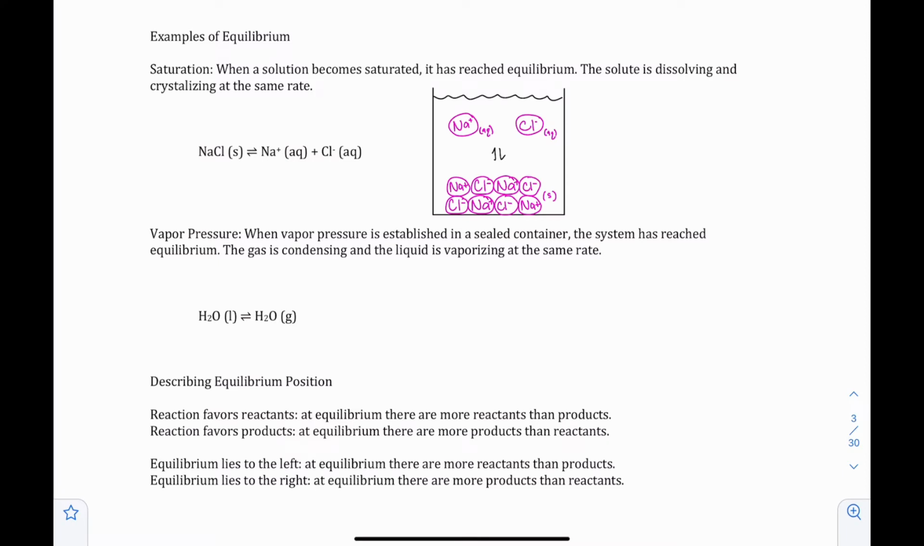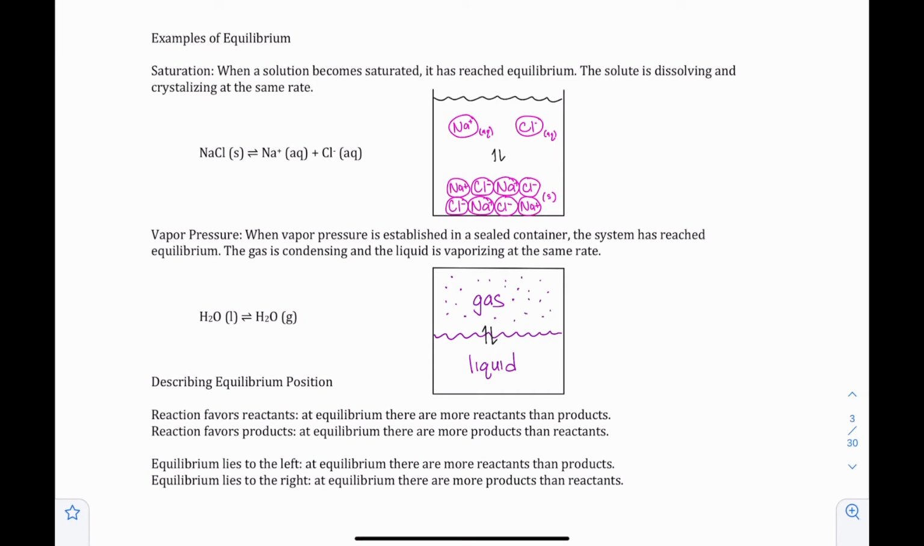If we go through the 4 conditions for equilibrium for this example, it's a closed system because nothing is being added or taken away. Both the reactants and the products are present in the solution, so the solid solute and the aqueous ions are both present. The forward and reverse reaction rates are equal, and the macroscopic properties like concentration or volume remain constant. So if you look at a saturated solution, it may look like nothing is happening, but what's actually happening is the solution is dissolving and crystallizing at the same rate, which means it's at equilibrium.